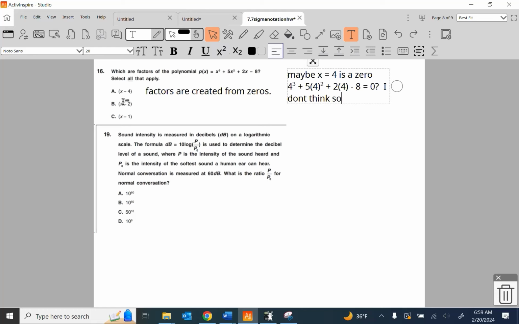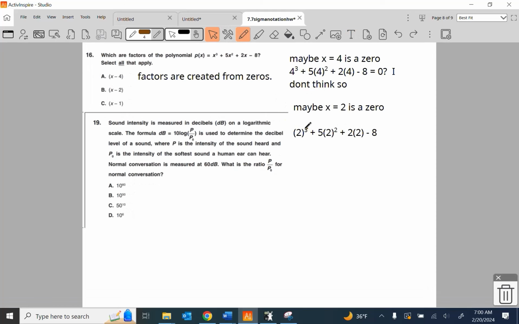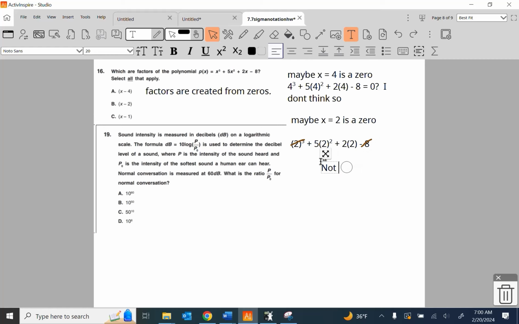All right, so I look at this one. Maybe x equals 2 is a 0. This one has some chance, but I don't think so. That would be 2 cubed plus 5 times 2 squared, and by the way, I already know this one isn't, plus 2 times 2 minus 8. Now, if I glance at this real quick, 2 cubed is 8, and this is definitely not a 0.